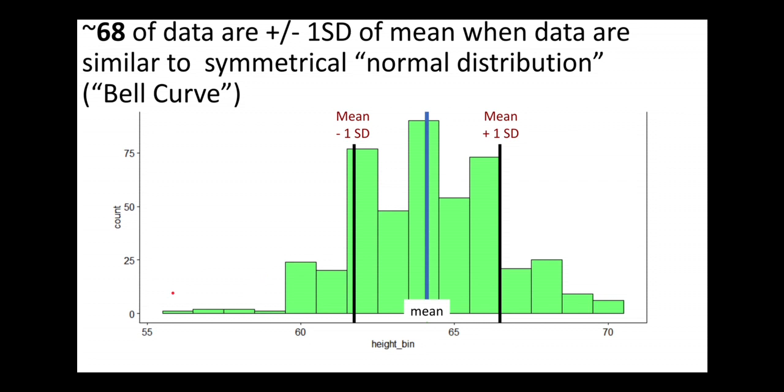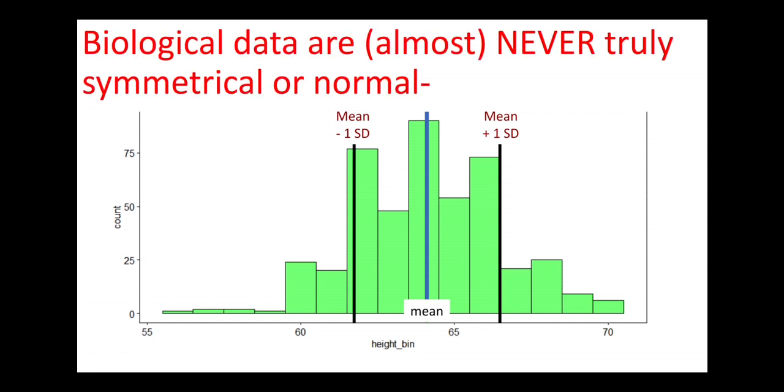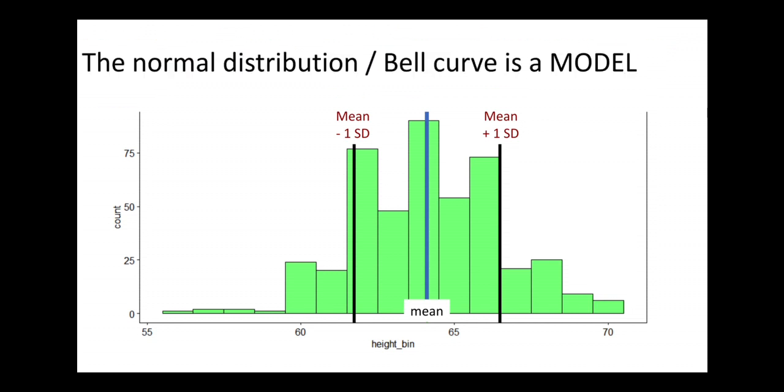But we can only really know everything about the data, the full distribution of the data, if we look at the histogram itself. It's important to know biological data are almost never truly symmetrical or normal, and that's so important it really needs to be repeated. The normal distribution, the bell curve, we call it a model. It's a simplification. So calculating a standard deviation for biological data is a simplification. You're going to be making some assumptions. It's frequently done, but this is why, because data is rarely normal in biology. It's really important for us to plot the raw data to make histograms.